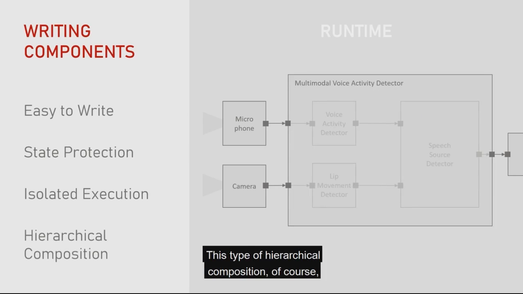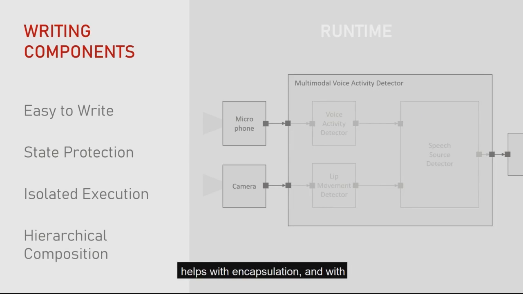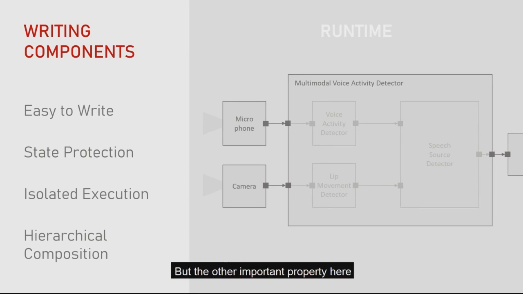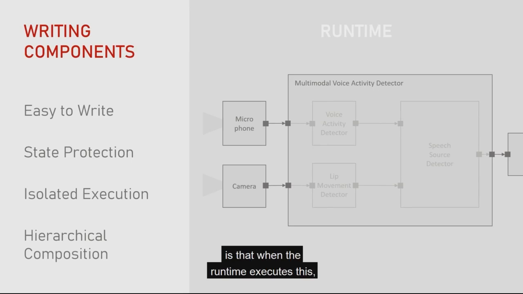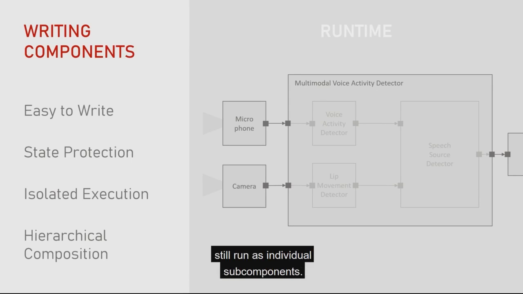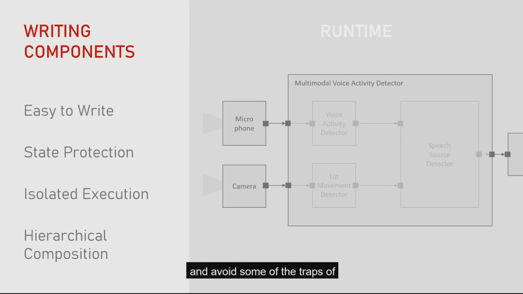Finally, another important property here is that you can easily hierarchically compose subpipelines into higher level components. And this type of hierarchical composition, of course, helps with encapsulation and with keeping the code simple at the top level. But the other important property here is that when the runtime executes this, each of these individual components still run as individual subcomponents, so we still get fine-grained pipeline parallelism from a runtime standpoint. And so this programming model fosters, in some sense, using a lot of small different components that execute in parallel and avoid some of the traps of growing large monolithic components.